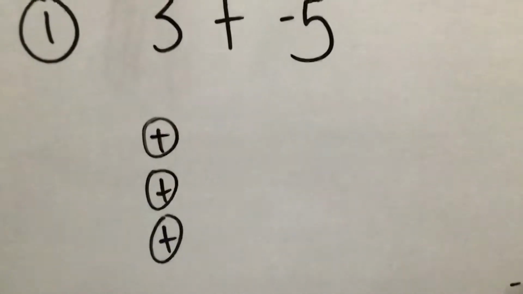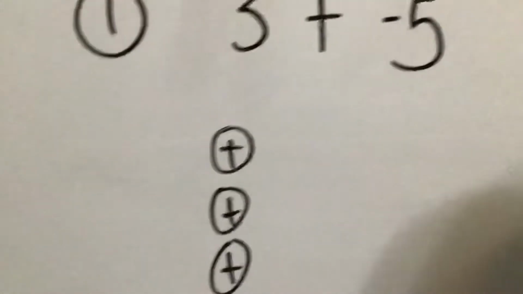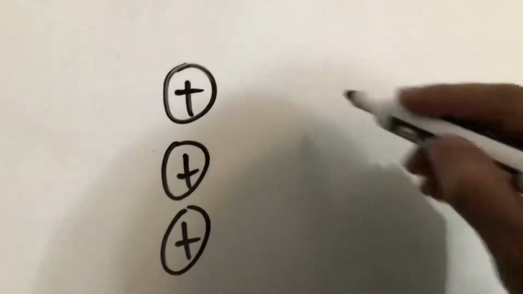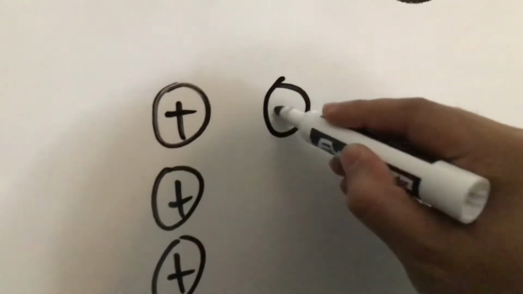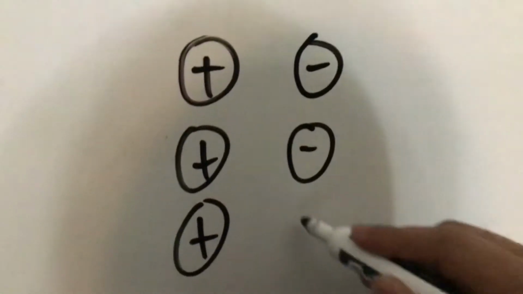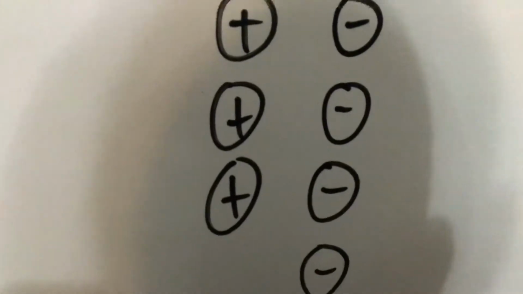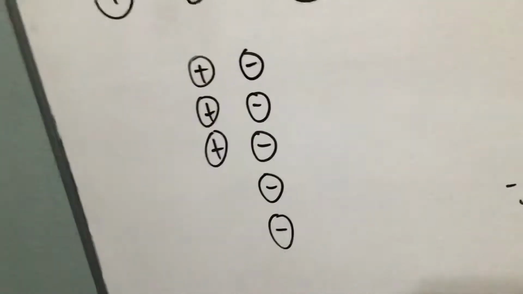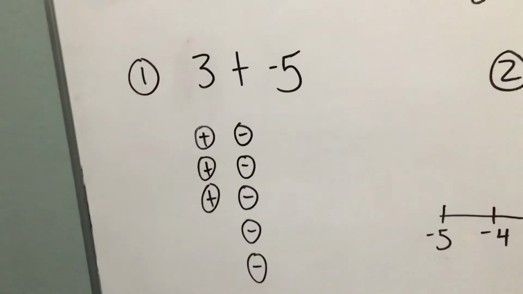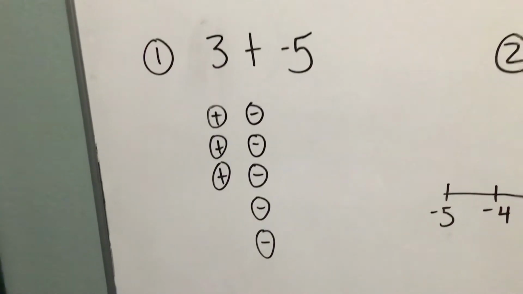Plus, now we're adding 5 negatives. So right beside it, I'm going to add 5 negatives. Negative, negative, negative, negative, negative. Now, as you can see, I have 3 plus -5.